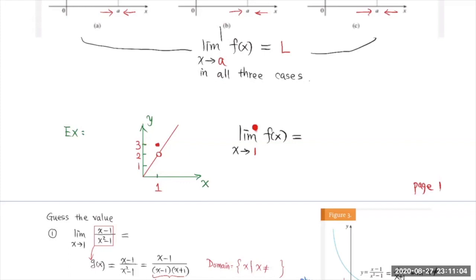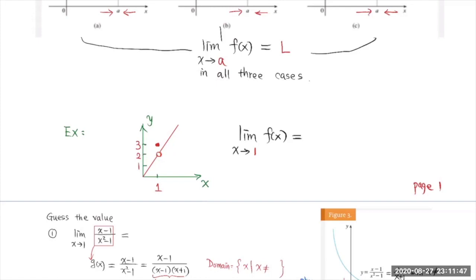Now, what happens for the limit as x approaches 1 from both sides? The limit of this f of x, let's move along the graph of this function. If you move along this graph, when x approaches 1 from the left side, let's see what happens. Well, f of x is approaching 2. What about on the right side when x approaches 1? Remember, you have to move along the graph right here. So move along the graph when x approaches 1 from the right side. Again, f of x is getting closer and closer to 2.